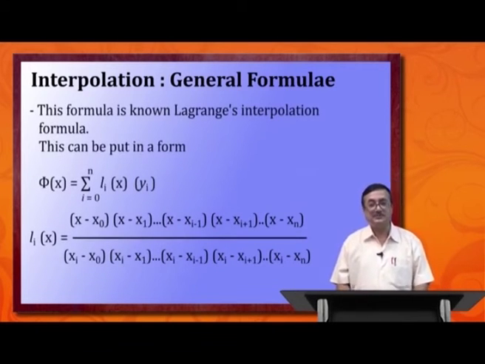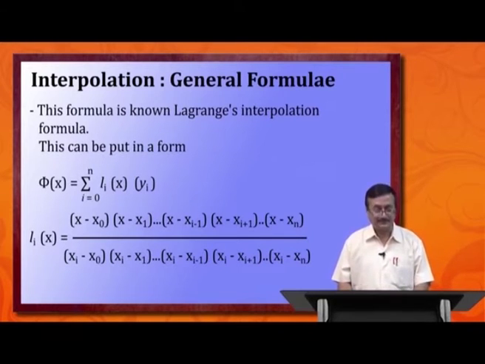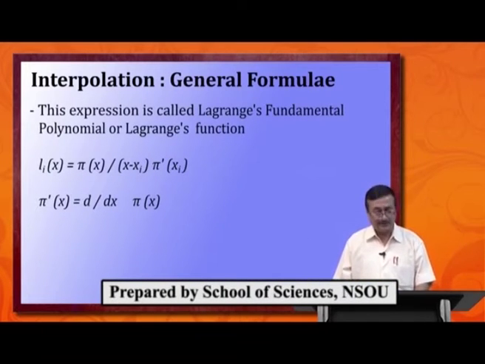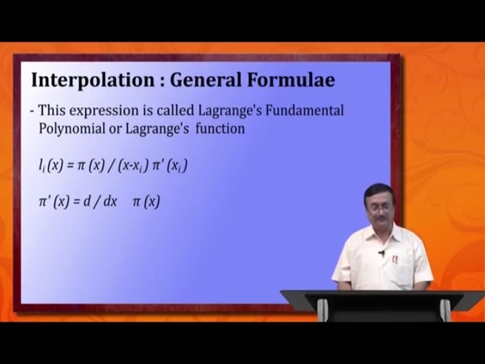This is known as Lagrange's interpolating polynomial, and it can be put in the simple form phi(x) equals the summation from i equals 0 to n of Li(x) into yi, where Li(x) is given by this expression. This is a very important expression. It is called Lagrange's fundamental polynomial, Lagrange's function or Lagrange's basic polynomial. Dear students, please keep in mind that this is a very important polynomial which will be used in our future discussions and many other formulations including numerical integration. So please keep it in your memory. Li(x) can also be written in this form, in terms of pi(x), where pi(x) equals (x minus x0) into (x minus x1) up to (x minus xn), and pi dash x is the derivative of pi(x).